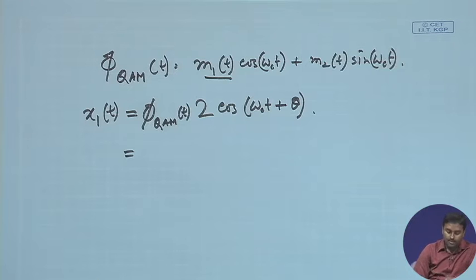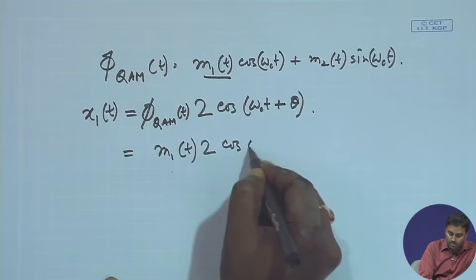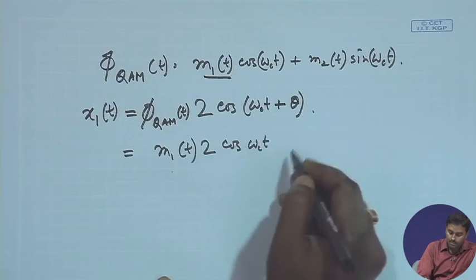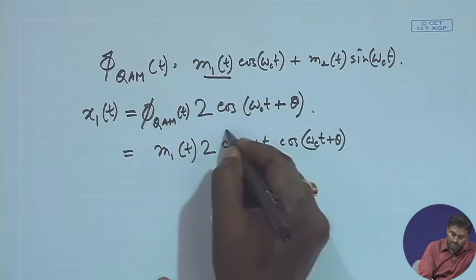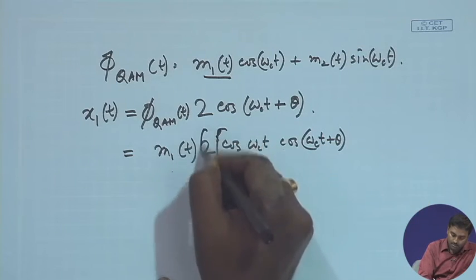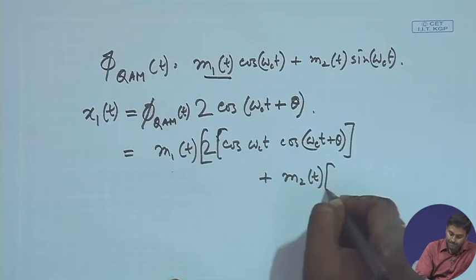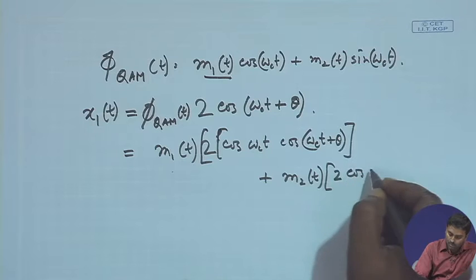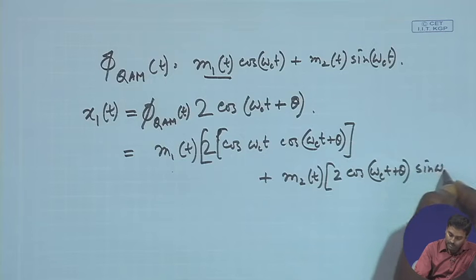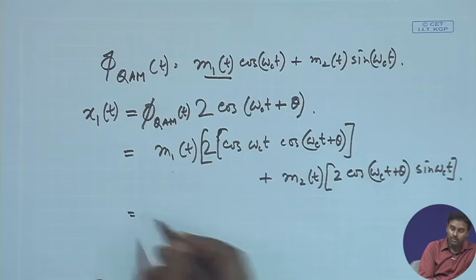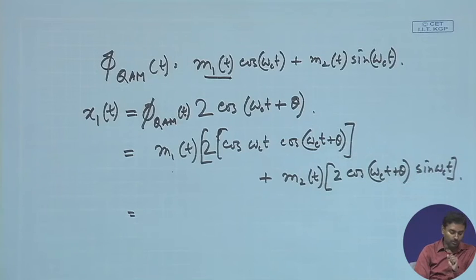What do I get? It will be m1(t) 2 cos ω_c t into cos(ω_c t + θ), right. I get this, plus m2(t) 2 cos ω_c t into sin(ω_c t + θ). So, all we have to do is apply the cos A cos B and cos A sin B formulas. So, we put the formula of that.